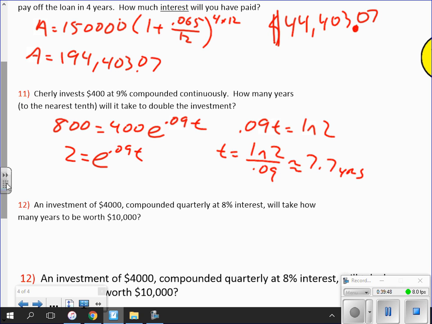Which is pretty close. 7 years, give or take, is usually about doubling. Give or take, depends upon the interest rate. There's actually a formula for how long it'll take to double based on the interest rate, which is the natural log of 2 divided by the interest rate. That'll give it to you every time.